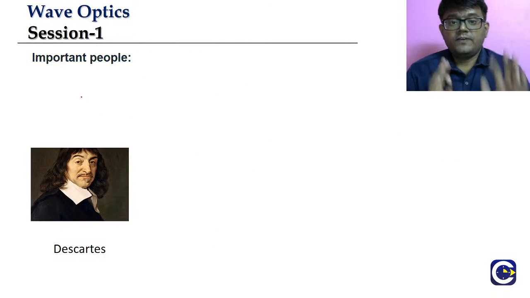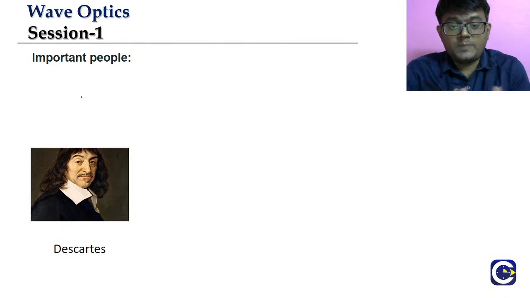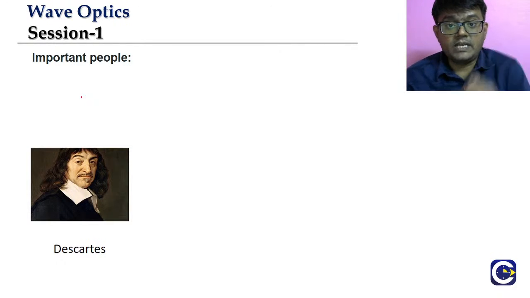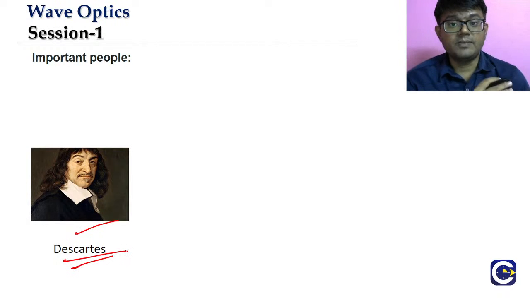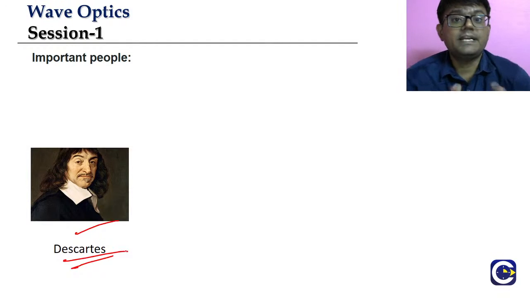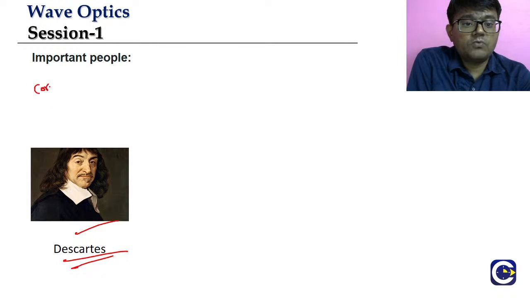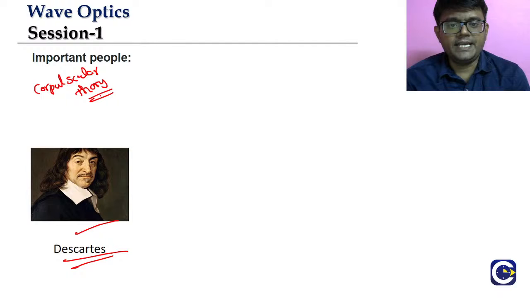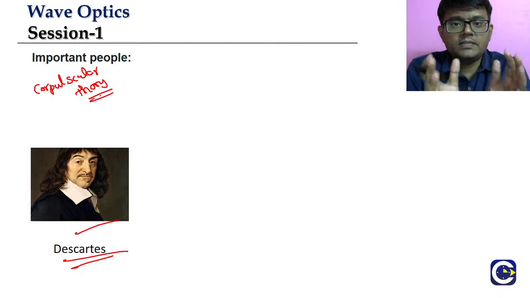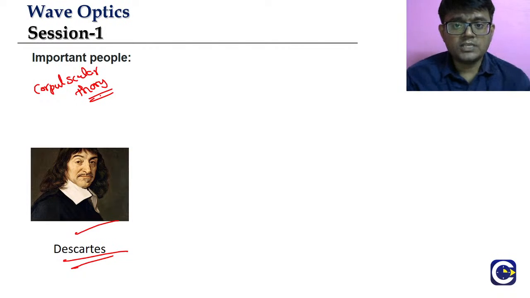So the first attempt to explain the observations with regard to light was made by Descartes. Maybe we might not be very familiar with the name of the scientist, but we are definitely familiar with what he did. He proposed what we popularly call the corpuscular theory of light, okay. What is the corpuscular theory of light? It is nothing but the theory which proposes that light consists of very small particles, and this corpuscular theory is further expanded by Newton, okay.